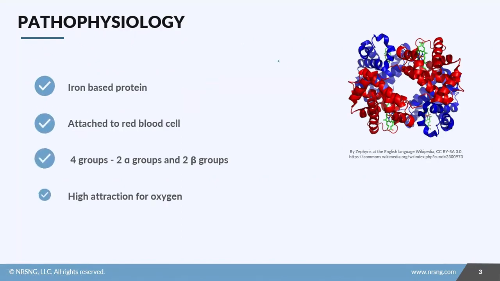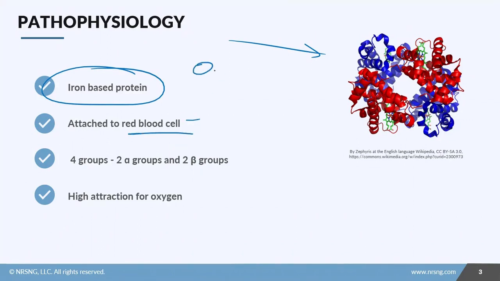And I want you to take a look at this image, and I don't want it to intimidate you. It's a molecule for hemoglobin. I want you to pay attention to a couple of things. First, you've got a blue area and a red area, and you've got two of them. It's an iron-based protein, and they are attached to the red blood cell. Their job is to carry O2. They carry other gases too, but they have a high attraction for oxygen.